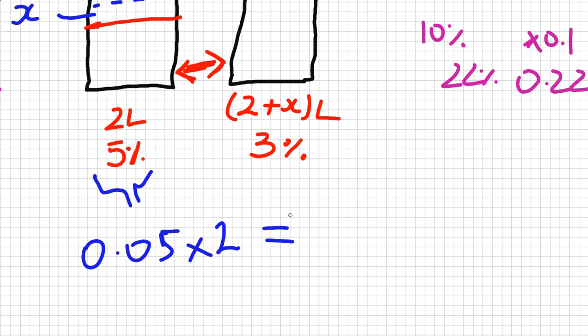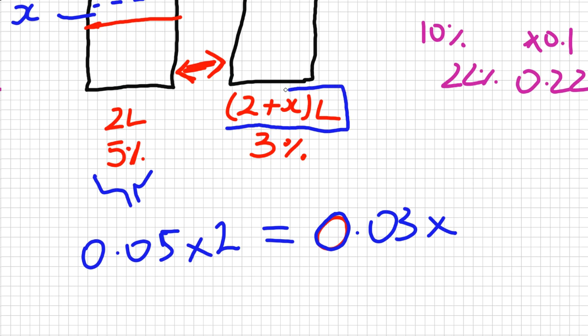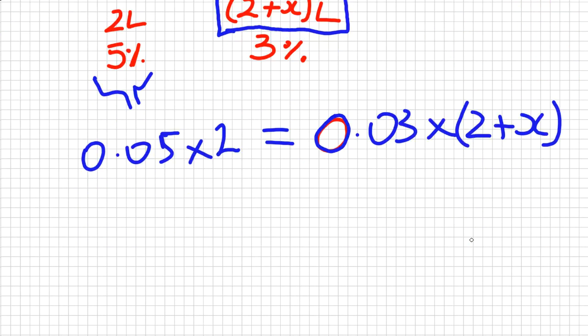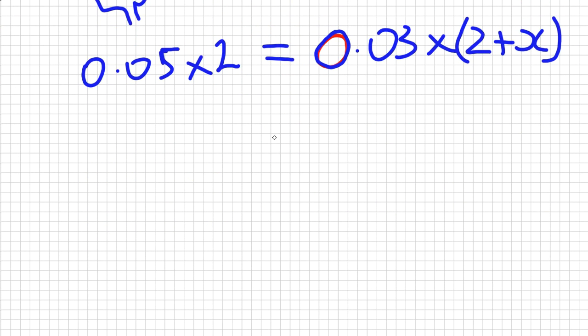So then, with that logic, if in this one I've got 3%, I'm going to be timesing something by 0.03. And what I'm timesing by is how much stuff we have. And how much stuff we have is 2 plus X litres. So I'm going to do 0.03 times (2 plus X). And now what you've got is an equation in the form of the problems you've already been doing. This is the stuff we've been doing all along.